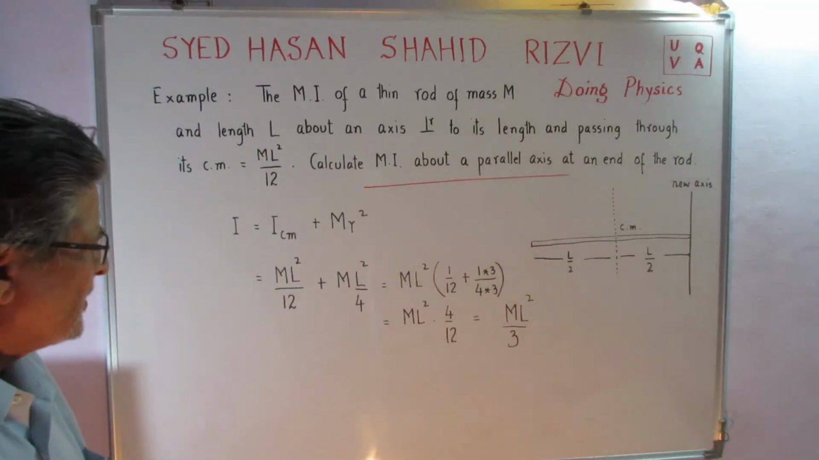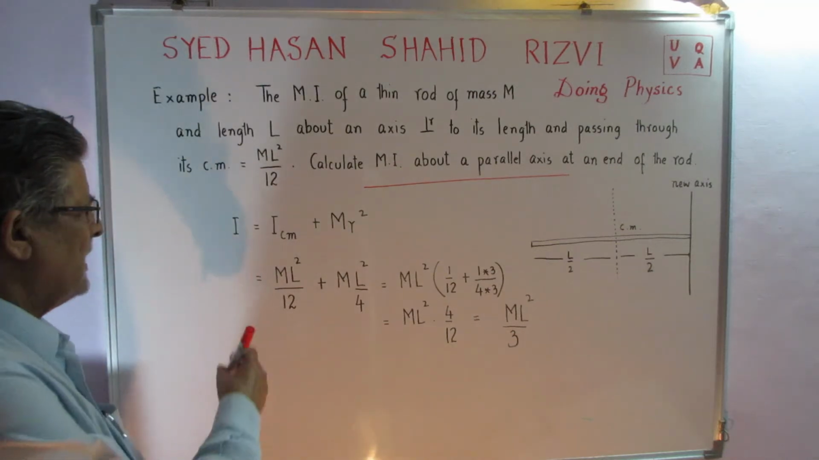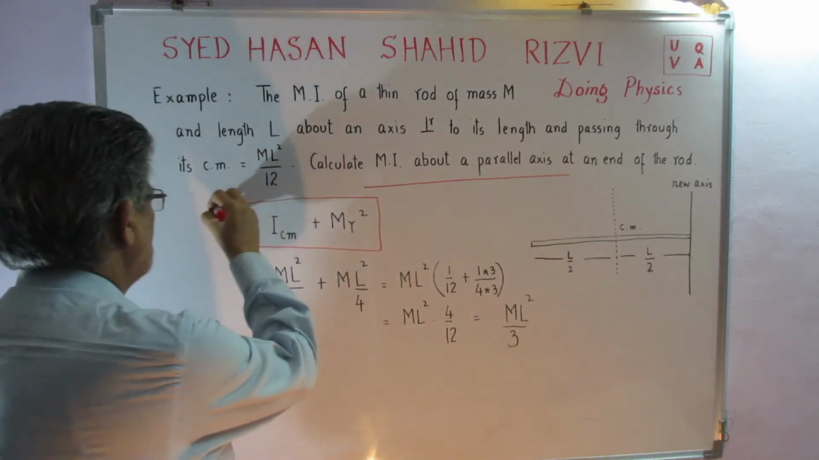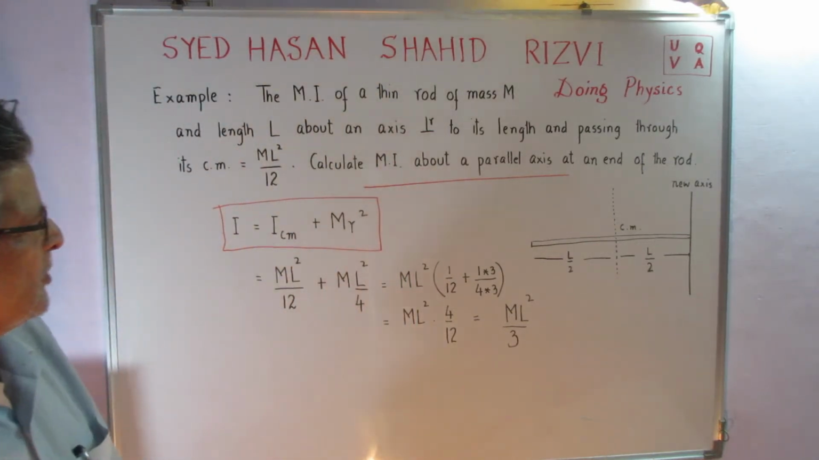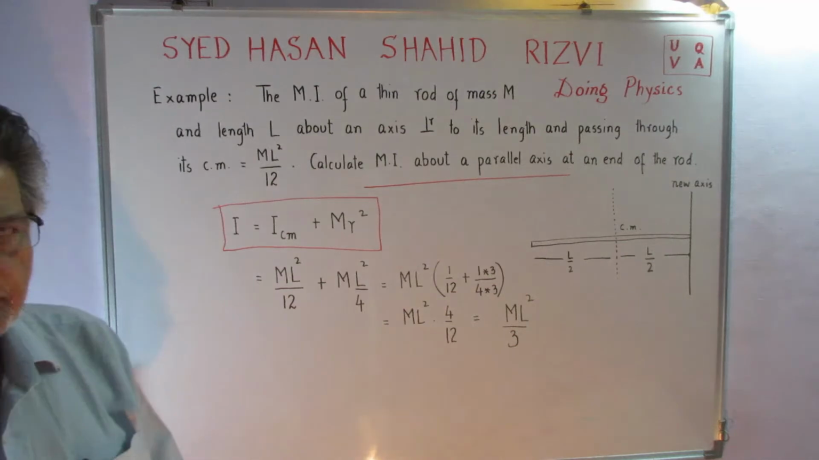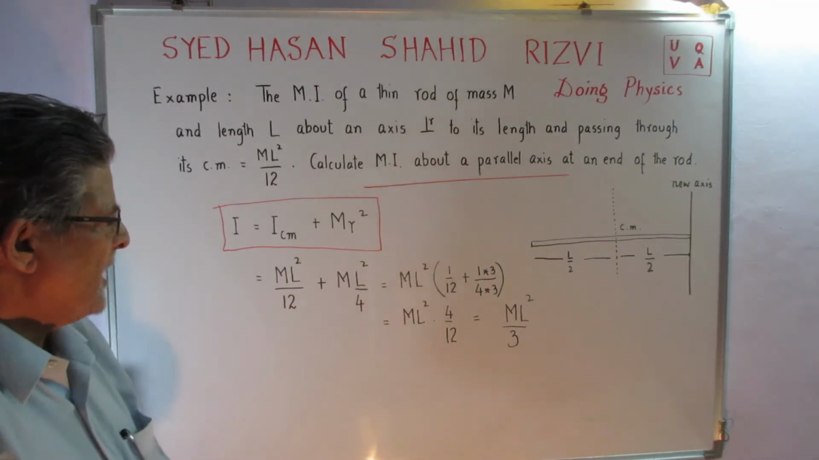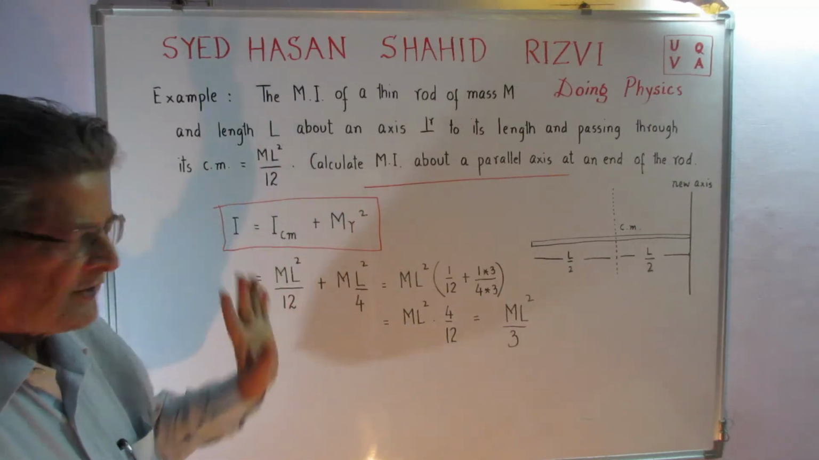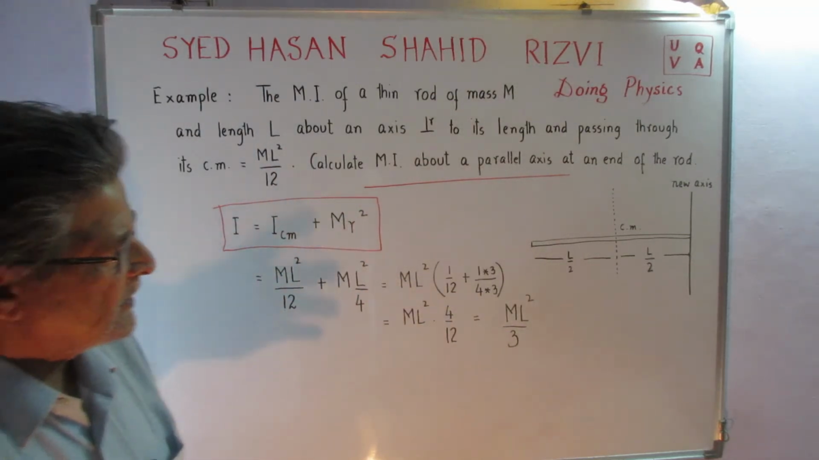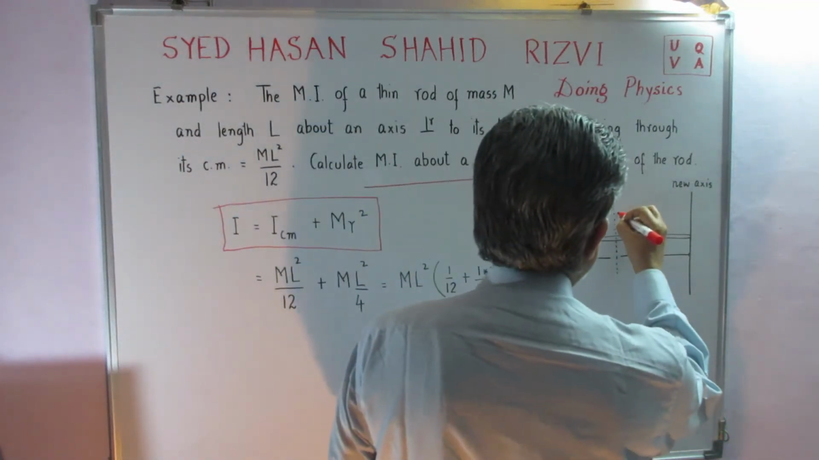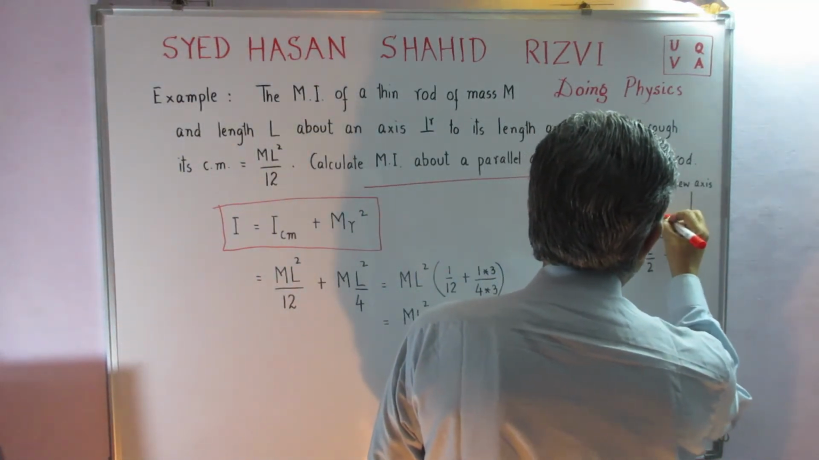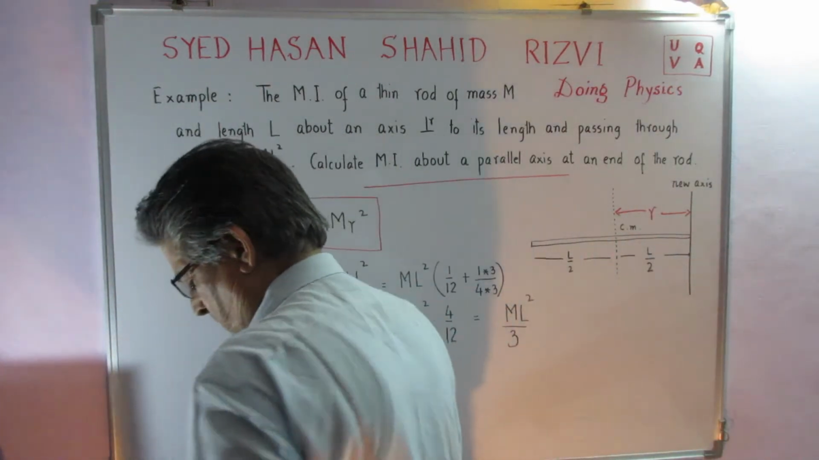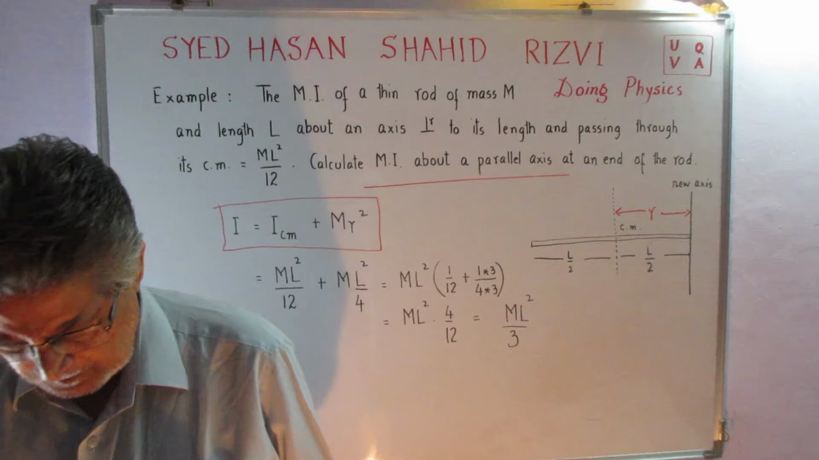But now we are just making an application of the theorem, and I write it as I is equal to the moment of inertia about the new axis is equal to the moment of inertia about the defined axis, which is passing through the center of mass, plus the mass of the rod multiplied by r square, where r is the distance between the two axes here. This is r and it turns out to be equal to L by 2. So in the application it's very simple.